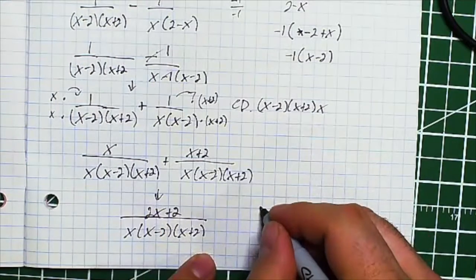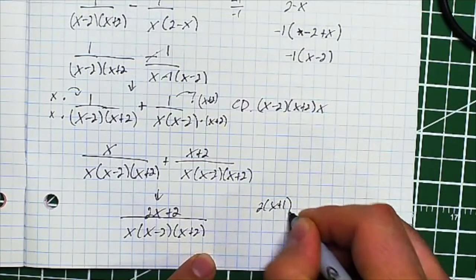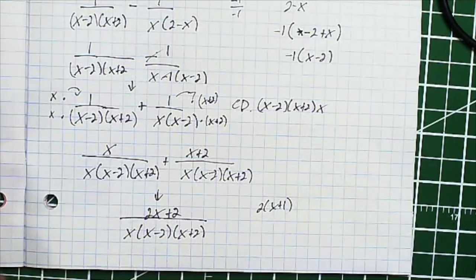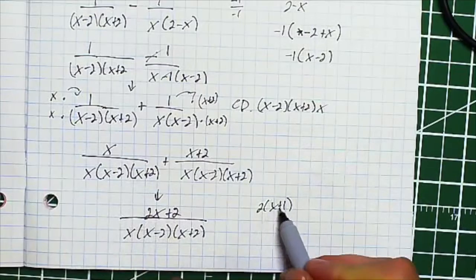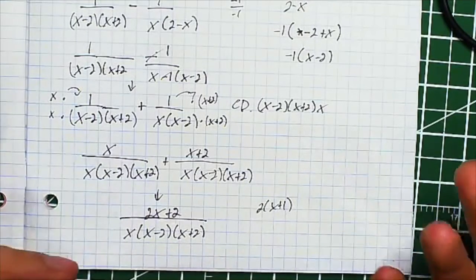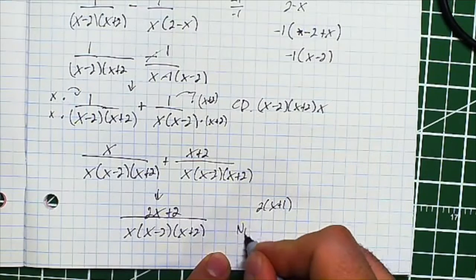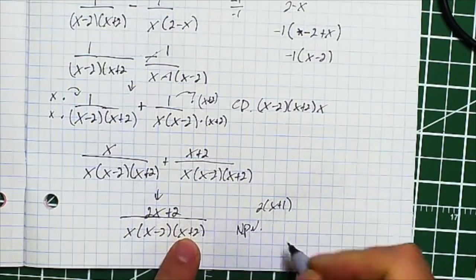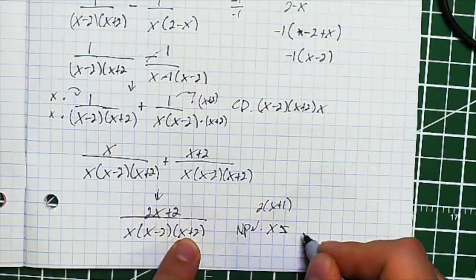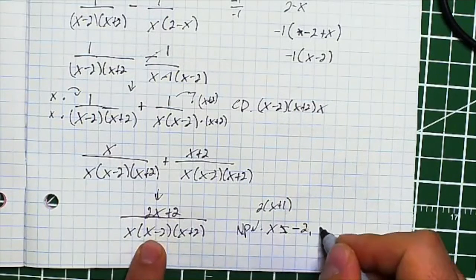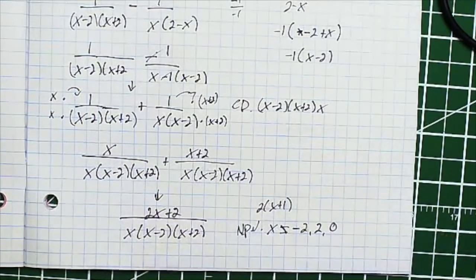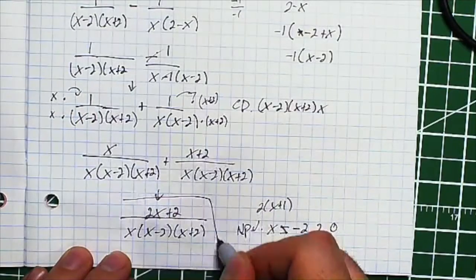Now you could technically simplify this into 2 and x plus 1 for a slightly more correct answer, but leaving it like this. This isn't going to simplify anything down below, so I wouldn't really panic about that too much, but it is technically more correct to do this. Your non-permissible values, x cannot equal negative 2, positive 2, or 0.